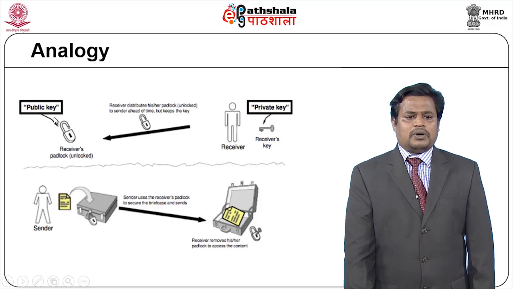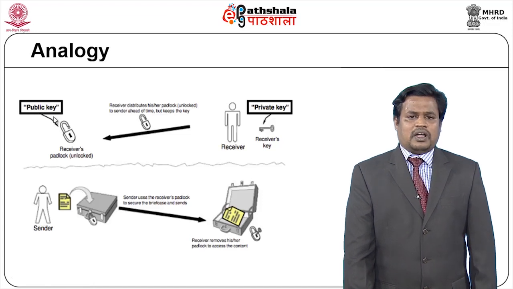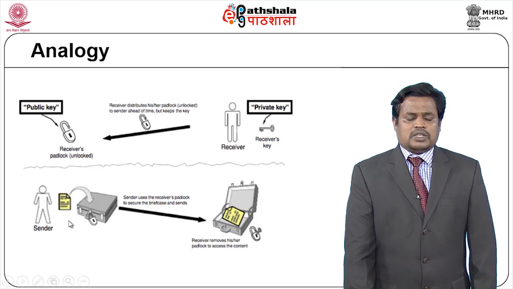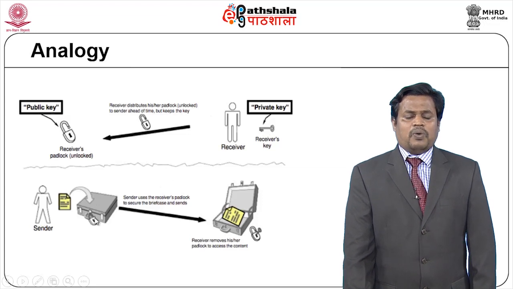So, anyone can get this particular information. It can be posted anywhere on a public website. I want to share this information, I can put it anywhere, and whoever wants to send a secret message needs to use this public key. So, that is what is happening. Now, we can understand here, the sender takes this public key, which belongs to the receiver. Now, he puts the content in the briefcase, locks it, and sends it to the receiver.